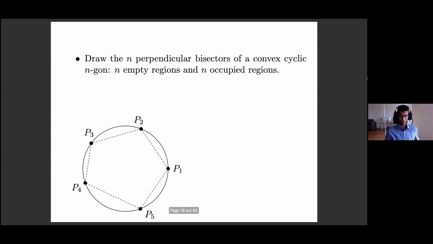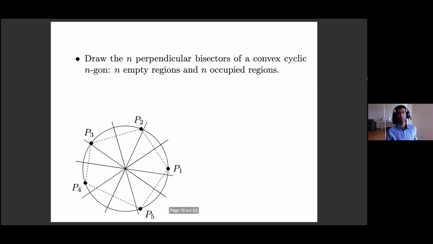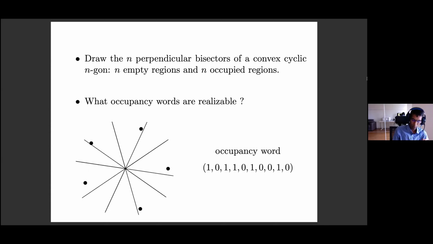So once you notice this, you understand that somehow the most natural generalization is the following. You pick n points on the circle, and you order them cyclically around the circle. And you draw the convex cyclic polygon, n-gon, which is associated to these endpoints, and you draw the corresponding n perpendicular bisectors. Because the polygon is cyclic, these bisectors all go through the center of the circle. So these n lines define 2n regions. And then you ask, what is the position of the points with respect to the lines? So what are the configurations of points and lines that you can realize with n points and n lines like this?